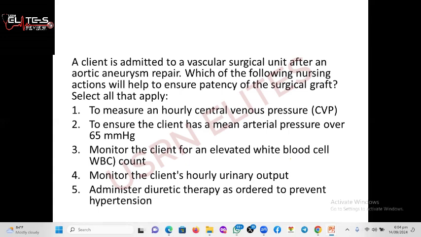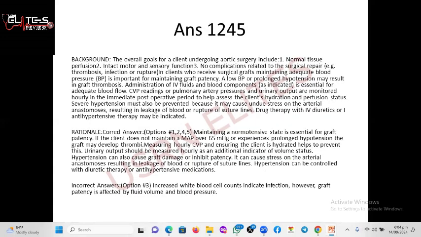Okay. But we know that WBC count has no effect on fluid status. That will put more pressure on the grafts.